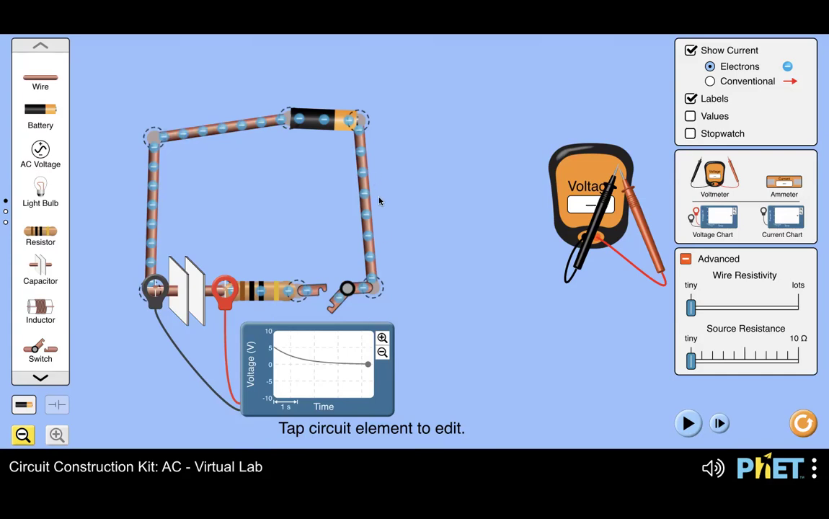And what do you think will happen after I close the switch, when the circuit becomes complete?